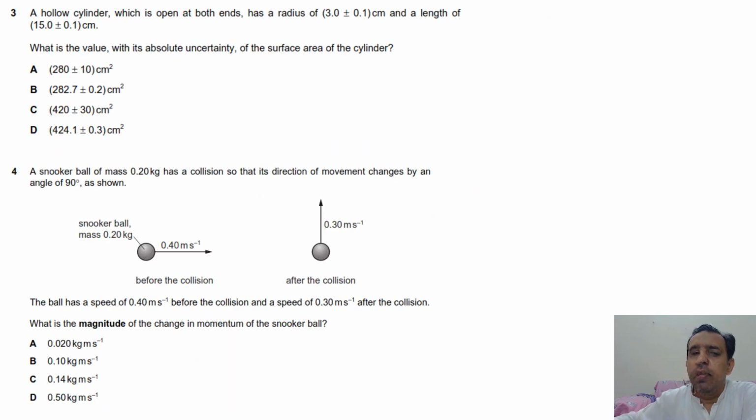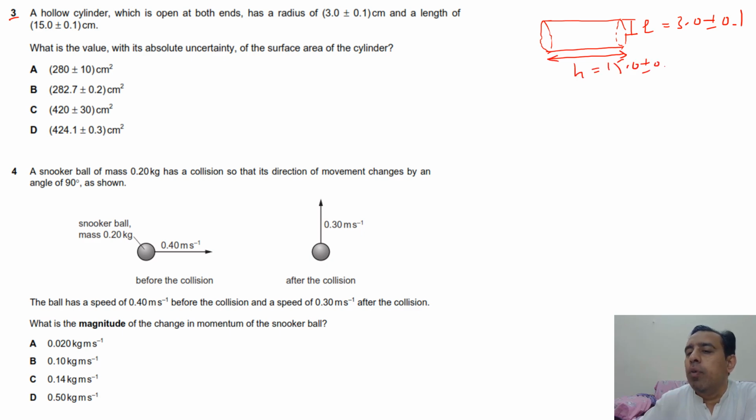Moving forward, question number 3. In this question, a hollow cylinder which is open at both sides means this is a cylinder like this one, and its sides are open like this one. The radius from this point to this r is given, that is 3 plus minus 0.1, and the length, this one which is called L, or you can say H, is 15 plus minus 0.1.